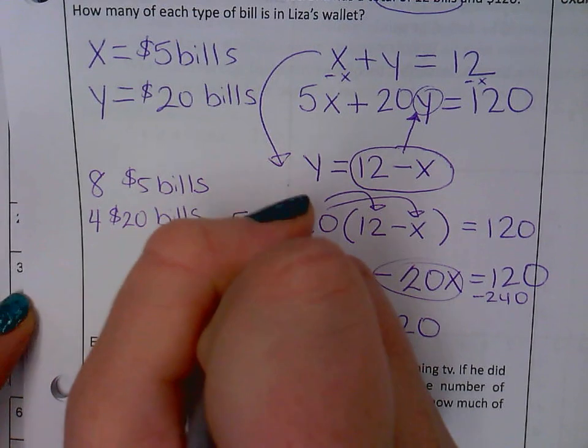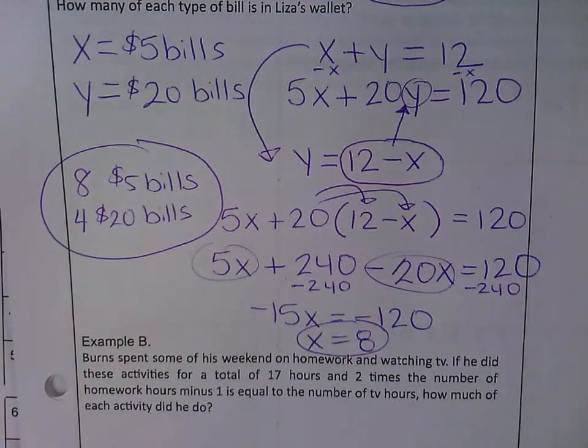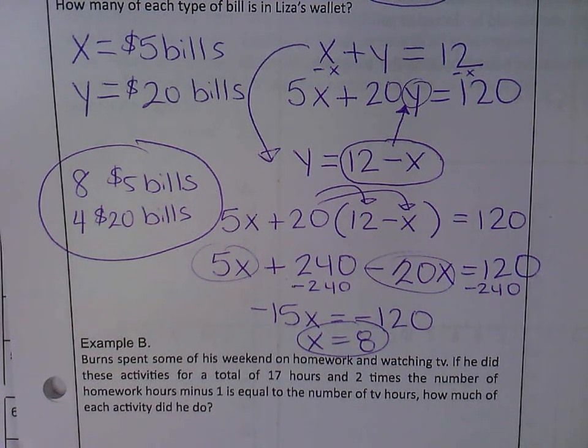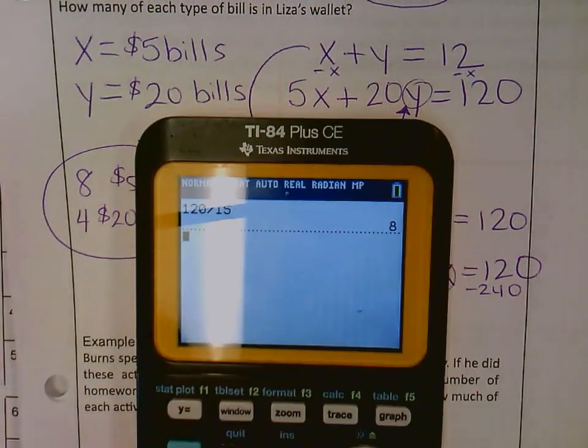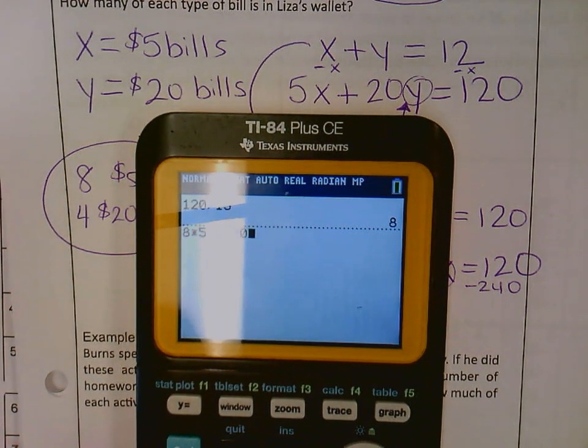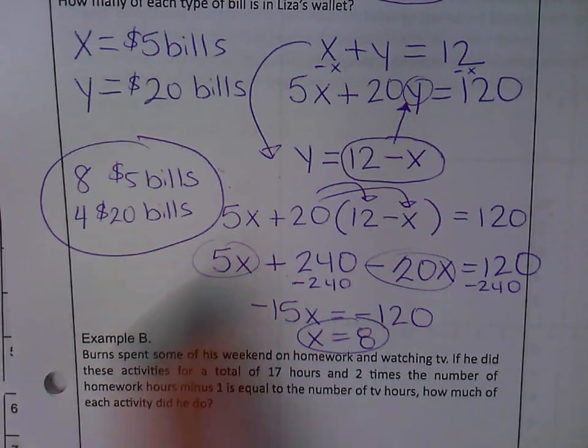So when you answer an application problem, you don't want to write 8, 4. You want to answer their question, how many of each type of bill is in the wallet? 8 5s and 4 20s. And you could check on your calculator, is 8 times 5 plus 4 times 20 equal to $120? Yes, it is. So you could double check that you have the right amount.